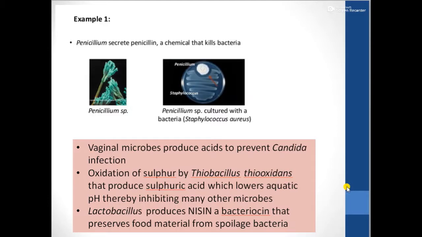So these are all examples of amensalistic reactions prevalent in microbes, where the microbes produce certain secondary metabolites or other components such as acids, antibiotics, etc., which will inhibit the growth of the other bacteria.